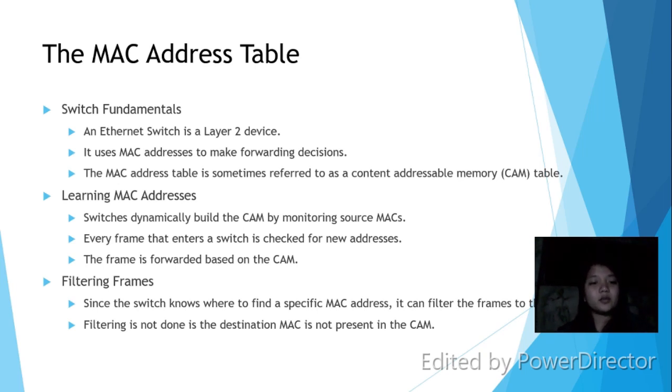An Ethernet switch is a layer 2 device. It uses MAC addresses to make forwarding decisions. The MAC address table is sometimes referred to as the content addressable memory, or the CAM table.